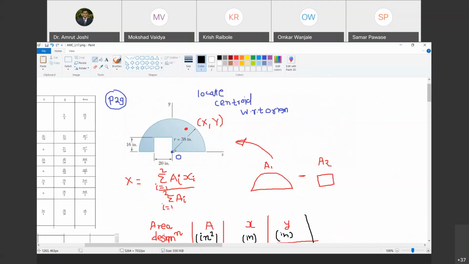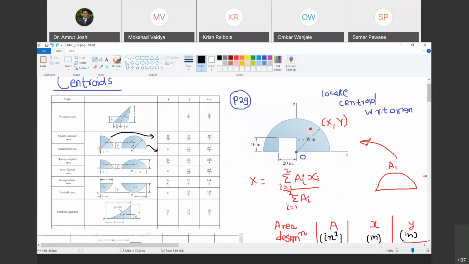Do you agree with me? Yes. If this were the origin, I would have asked you to find the centroid location with reference to this origin, so what would we have to write for x bar? R by 2, plus r by 2. But now this origin coincides with the point with reference to which the centroid coordinates are given, therefore we will maintain them as it is.